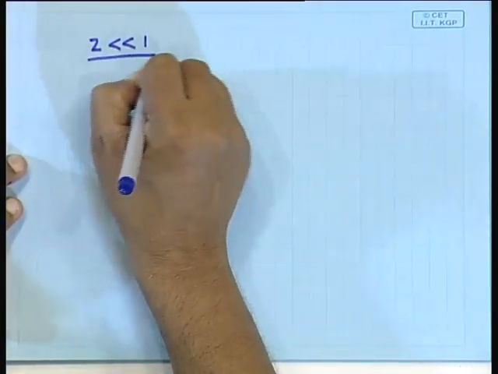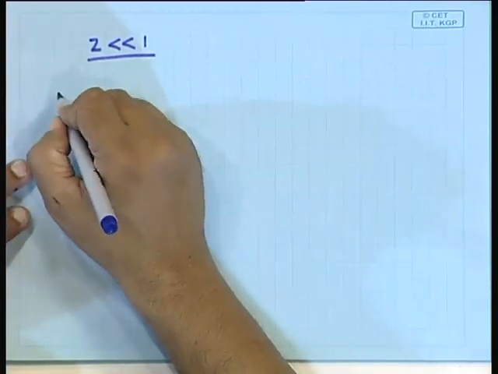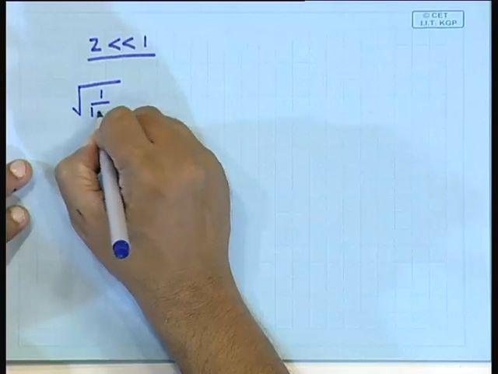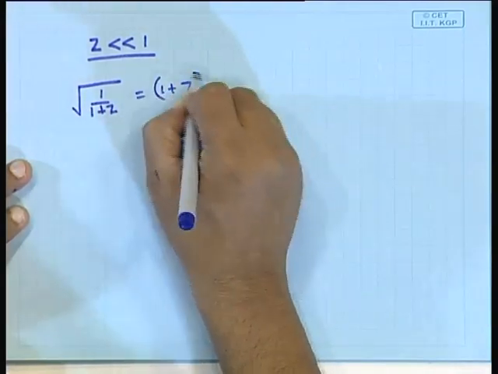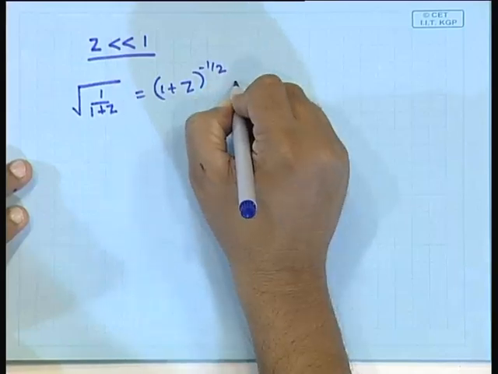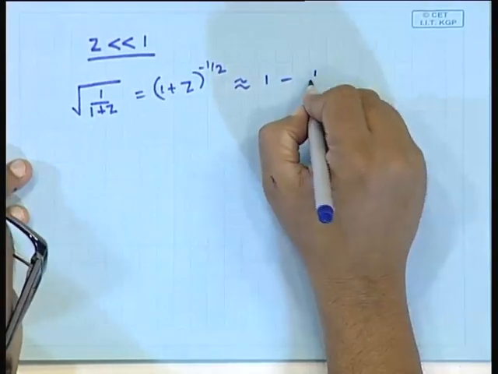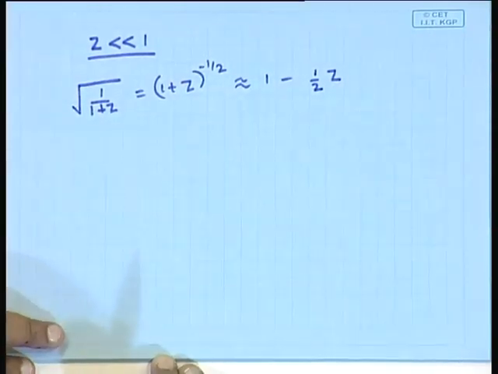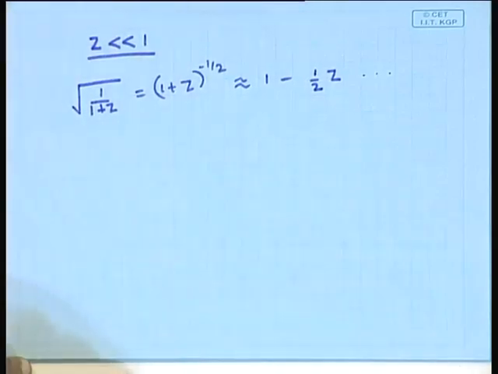For z much less than 1, square root of 1 plus z to the power minus half is approximately equal to 1 minus half z, right. I do a Taylor series and I retain only the first term, other terms I drop.